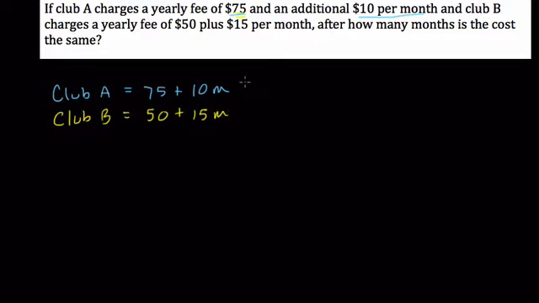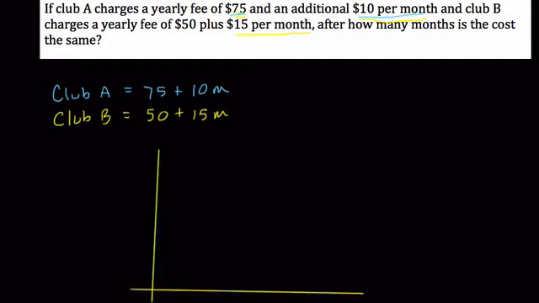Well, these are both linear functions, and I can tell that because the rate of change is constant. It's $15 per month. That's our rate of change in Club B, and Club A is $10 per month, and that's always going to be that, so it's a constant rate of change, and then that'll form a line. So if we graph this out, here's a rough graph, line and line.